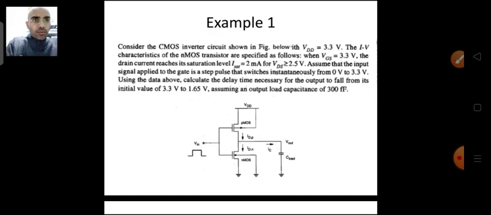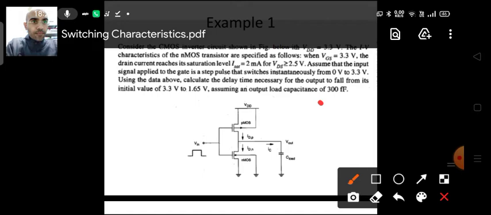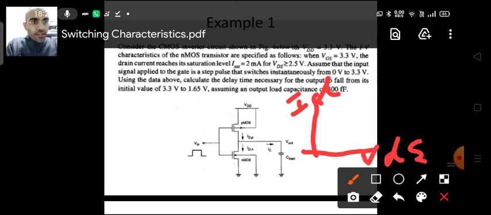So VDD is given as 3.3 volts, and the IV characteristics of the NMOS transistor are specified as follows. Let me first plot the characteristics of our NMOS. Here I take the drain current ID on the y-axis, whereas on the x-axis it will be VDS, right? And for different values of VGS, we plot this drain current. So you see how we do it.